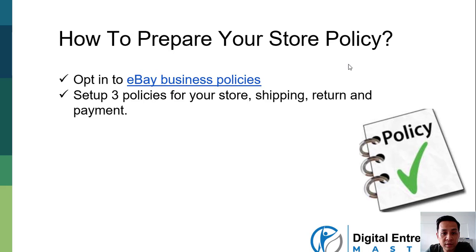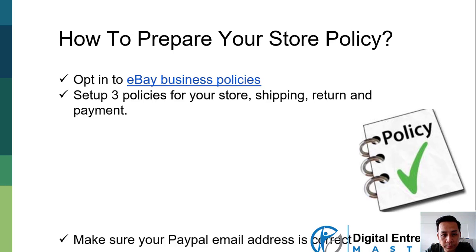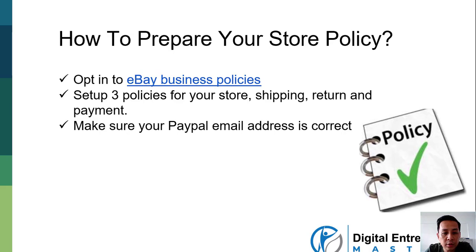In total, there are 3 policies that you need to set up for your store: the shipping policy, the return policy, and the payment policy. We'll take a look at them in a while. Now make sure that your PayPal email address is correct. This is very important. It must be correct, else you will send your payment to somebody else. Let's go online to eBay, and I'll show you the different store subscription pricing.